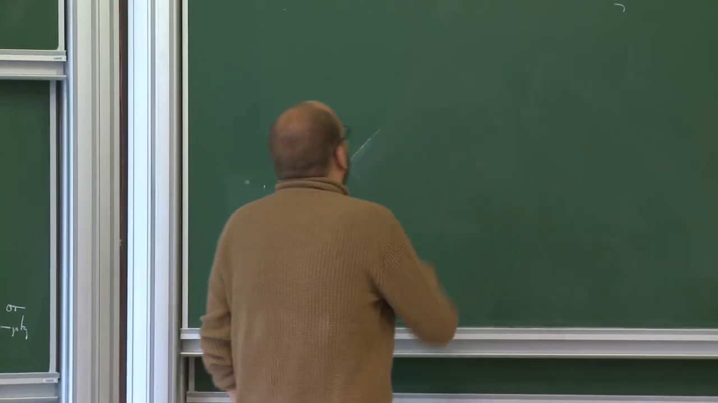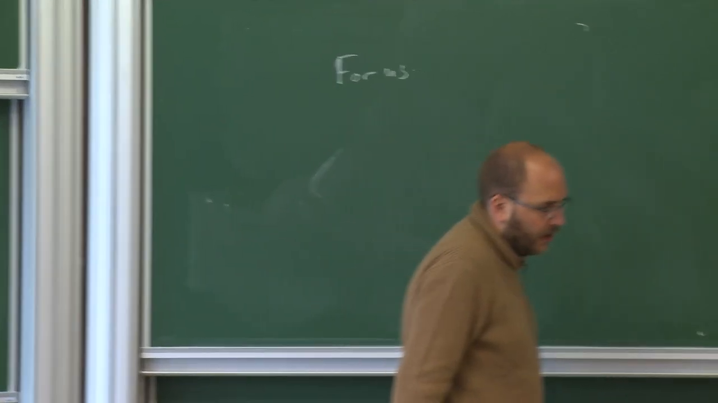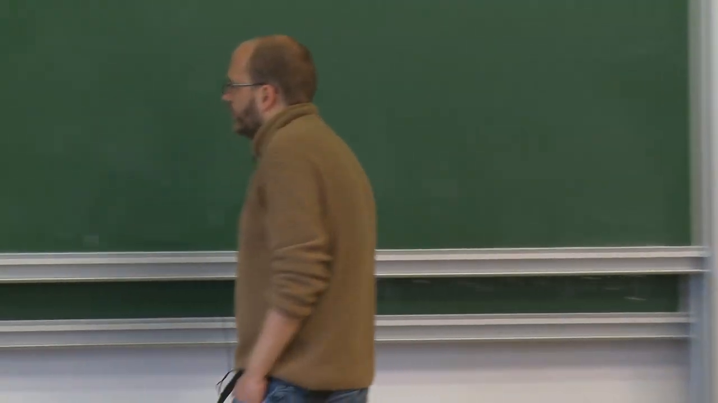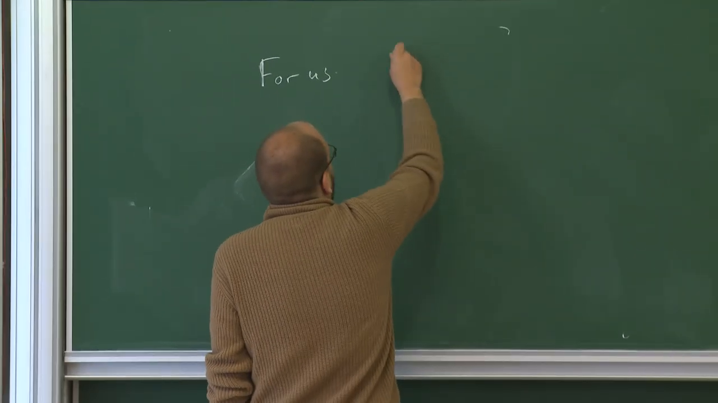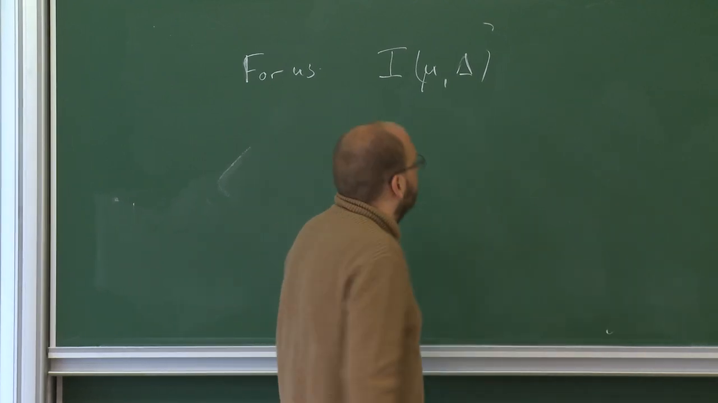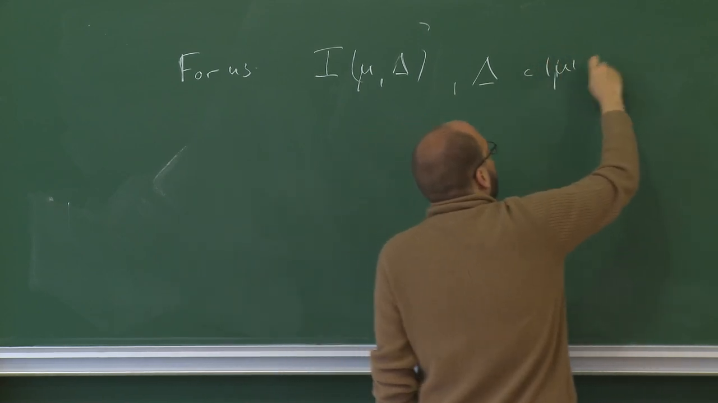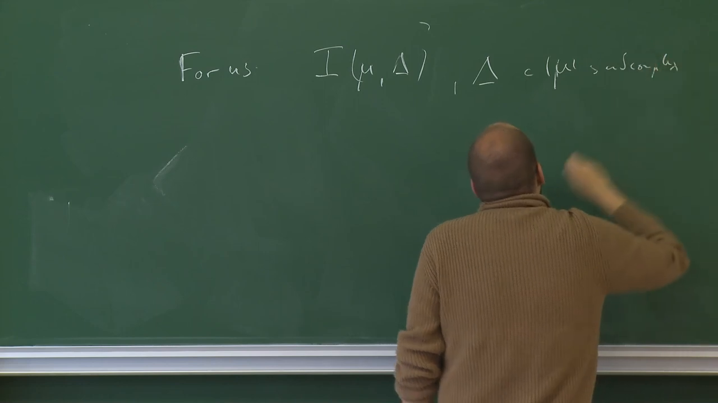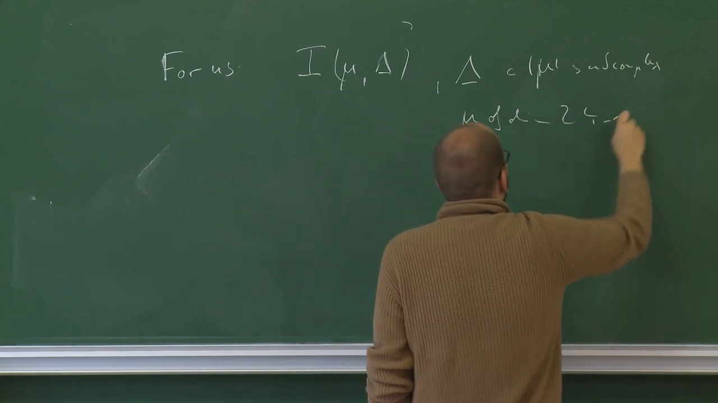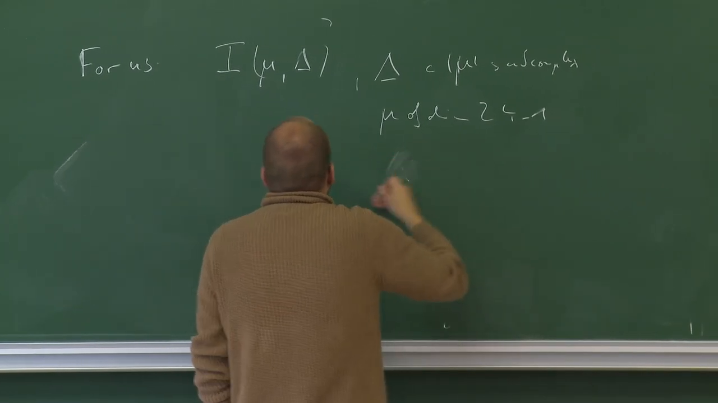So, in our case, what we are interested in is proving, right? So now we have an ideal of the form I_μ,Δ, where Δ is some subcomplex of μ. And again, let me just write down the parameters: μ of dimension 2k minus 1, Δ is just some subcomplex, doesn't matter.